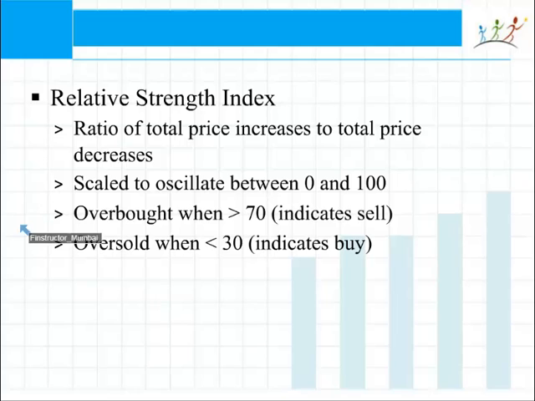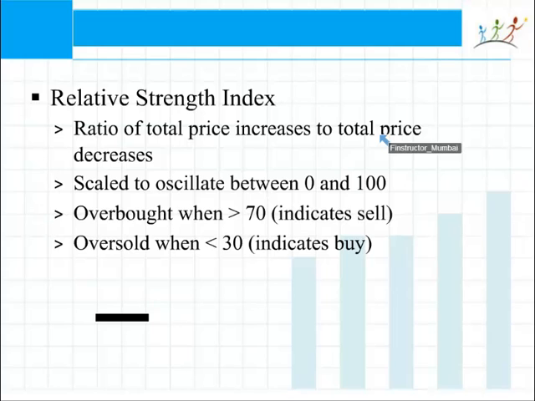The second oscillator is called the relative strength index. The relative strength index is simply the ratio of the total number of stocks that increased in price upon the total number of stocks that decreased in price. The ratio is scaled such that it oscillates between 0 and 100. If this ratio is very high, what would it mean? It would mean that there are a lot of price increases and relatively few price decreases.